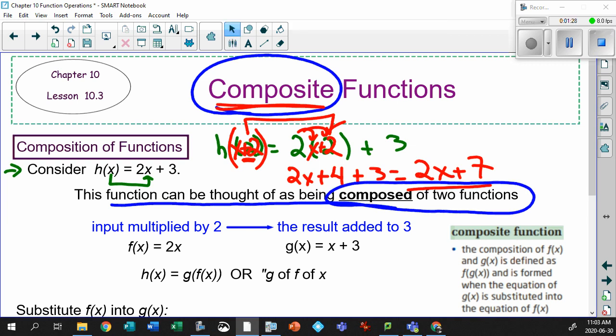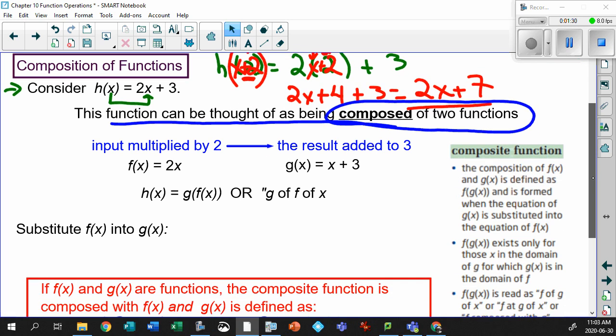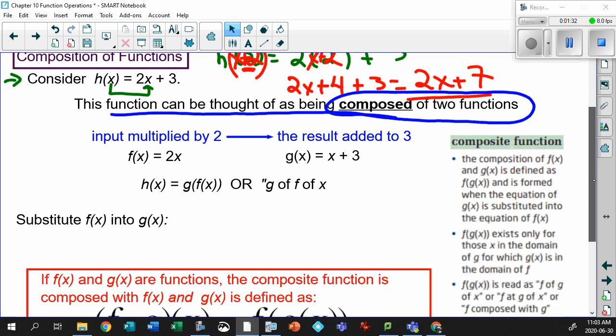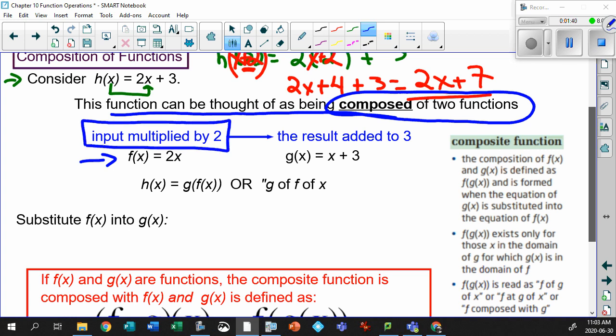Take a look. This is that input-output machine thing. Do you remember from grade 10? Okay. Input-output machine says, okay, if I give you an f of x, your input is multiplied by 2. So whatever you put in as an input for x, you multiply it by 2. Then you're going to take that result and you're going to add it to 3. Boom, boom. That's it. That's all you're doing.